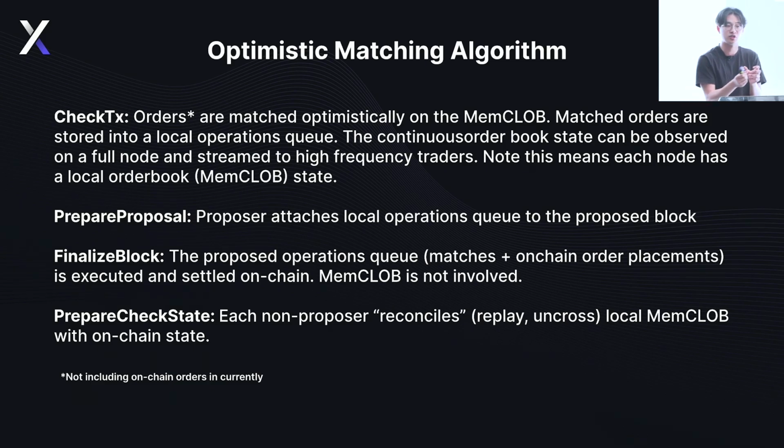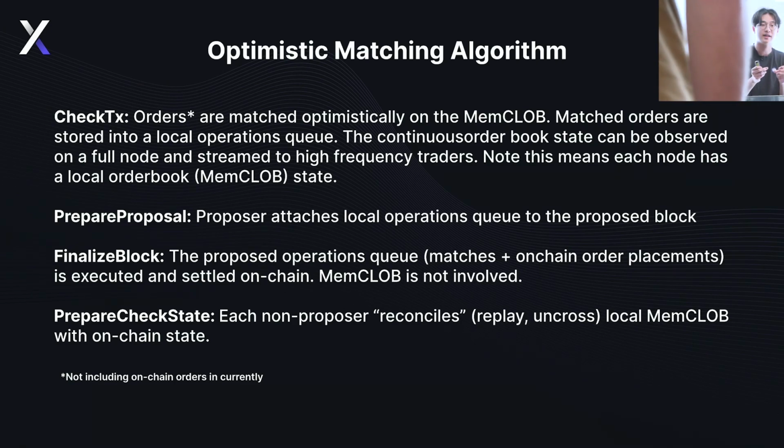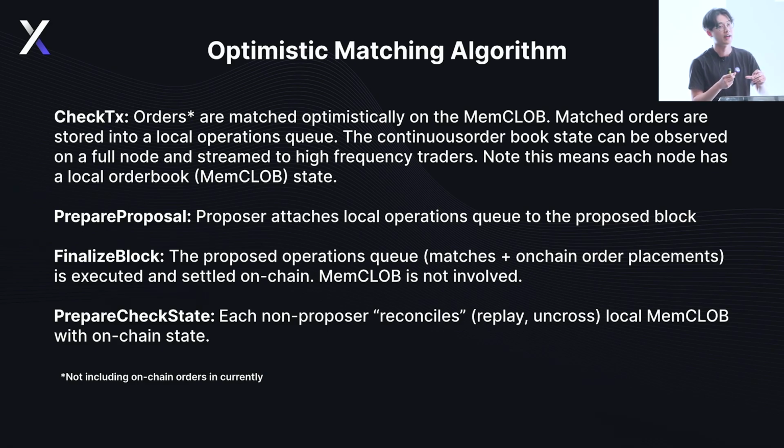It turns out that this continuous order book state, even though it's optimistic, is still very important to them for their trading experience, even though the actual state changes happen on a discrete time horizon. This means that each node has its own local view of the order book, which is the MemClob. So in PrepareProposal, where the proposer decides what to put in the block, it's actually quite trivial. You just attach the local operations that you get from CheckTx and put them in the block.